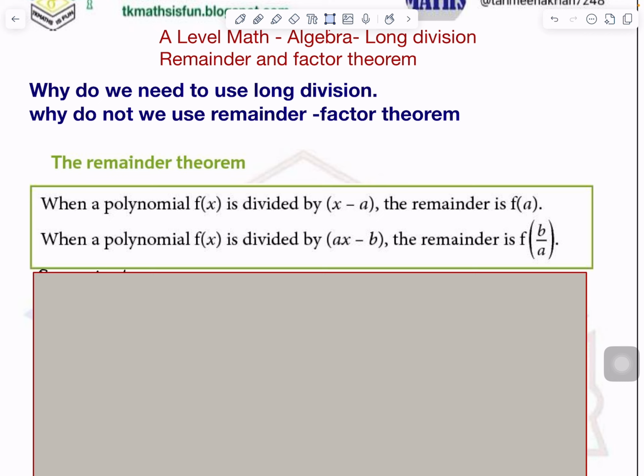Basically, what the remainder theorem says is that if we have a polynomial function and it is divided by x minus a, then from x minus a you get the value of x and substitute it in this polynomial function, and it gives you the remainder. Similarly, if it is ax minus b, put it equal to 0 and get the value of x, and this value of x you plug back into the polynomial function, and you will get the remainder.